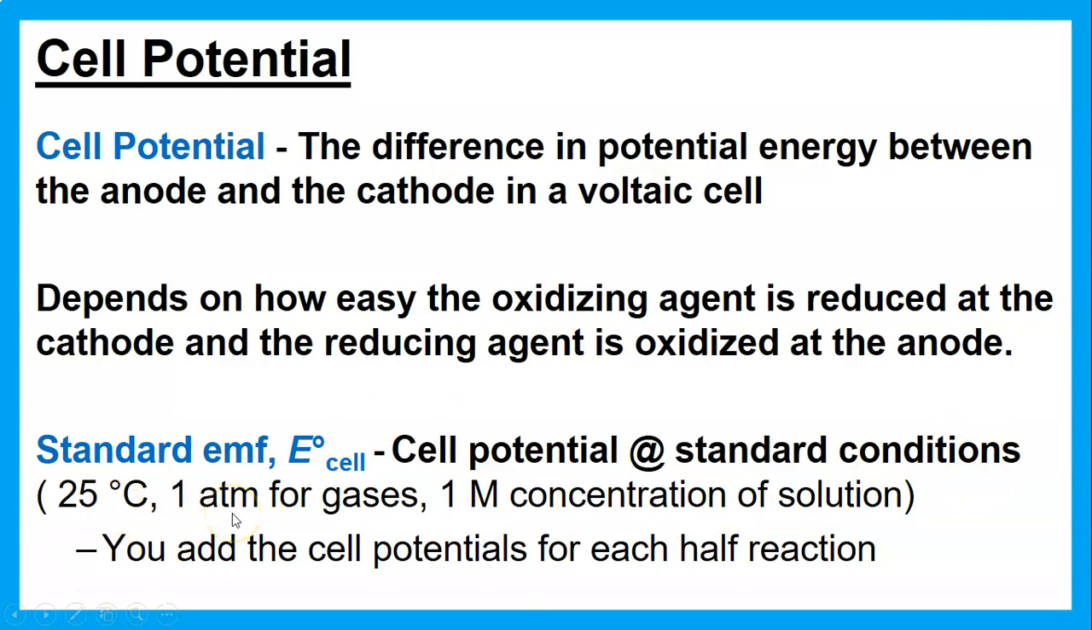25 Celsius and 1 atmosphere of pressure is standard for gases. And the big deal for us in this chapter right here is that 1 molar concentration is standard. If you don't have 1 molar, you're going to have to do things a little differently. Kind of like what you learned at the beginning of the year with Hess' law, where you can add equations together, we'll be doing a similar thing here. We will be adding together our cell potentials for each half of the reaction. We'll take the oxidation half, we'll take the reduction half, and we will add those together.